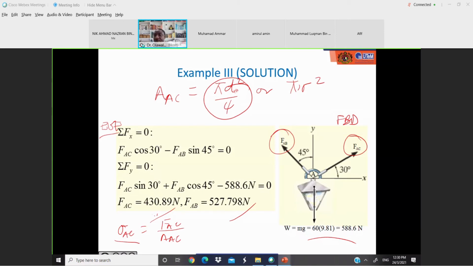Okay, so from here now, substitute your diameter here, diameter AC. Then for AB, you substitute diameter AB. Then you now calculate your sigma AC and sigma AB. So now I want to see your sigma AC and sigma AB.